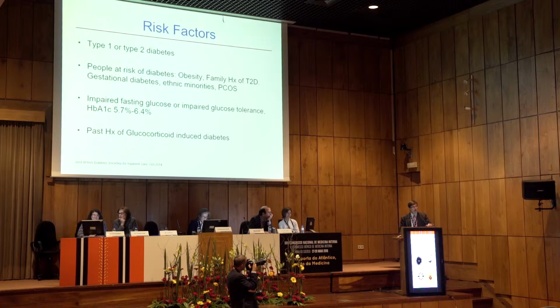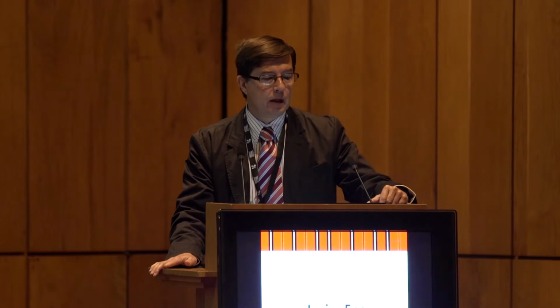So, what are the risk factors for acquiring hyperglycemia related with glucocorticoids? Type 1 and type 2 diabetes also can be decompensated by glucocorticoids, and people who are at risk of having diabetes can have very high glucose values, especially if they have obesity, family history of type 2 diabetes, gestational diabetes, some ethnic minorities, and also women with polycystic ovarian syndrome.